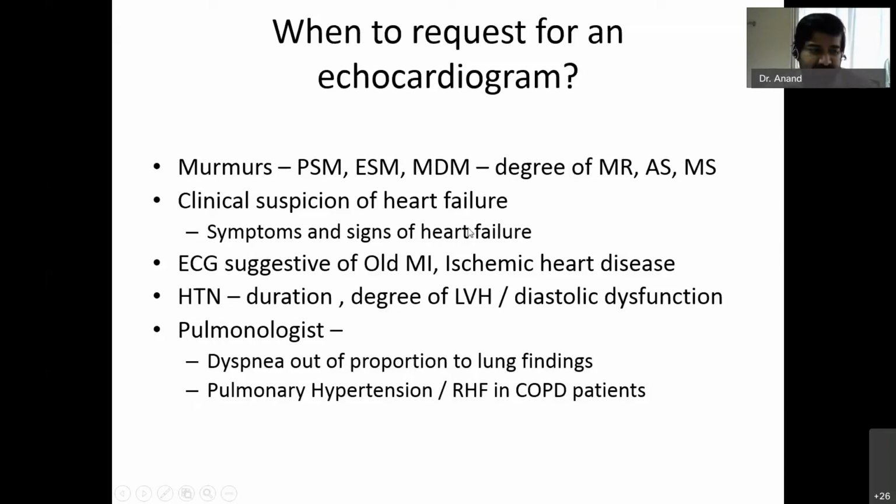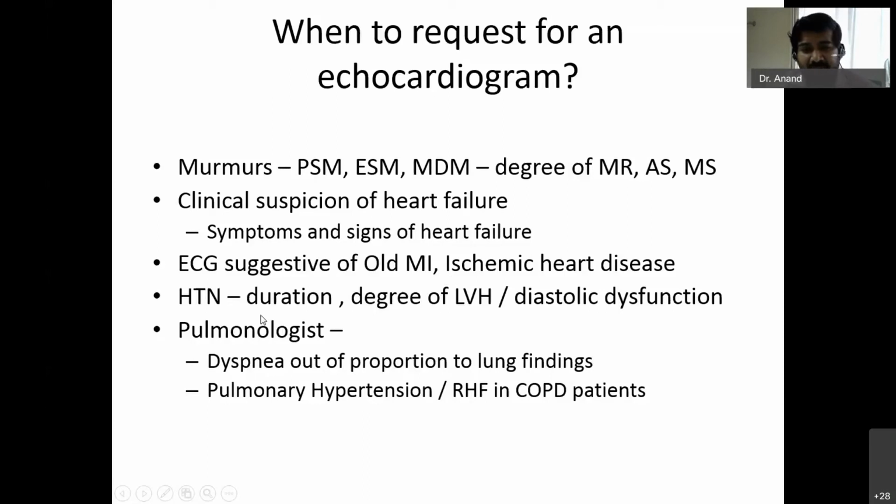The second scenario is when there is a clinical suspicion of heart failure. Patients have exertional dyspnea, JVP is elevated, peripheral edema, you suspect systolic or diastolic dysfunction, and you want to know what the EF of the patient is. Third is coronary artery disease, when the patient already has Q waves, as Dr. Arun had very nicely described in his talk, suggestive of old myocardial infarction. This could be a diabetic patient who might have had a silent MI in the past, and is now coming with probably angina or heart failure. You want to get an echo and see if there is evidence of a myocardial infarction in the past.